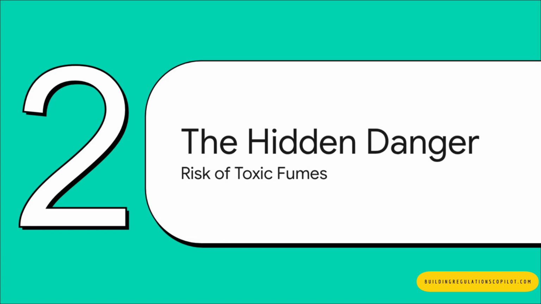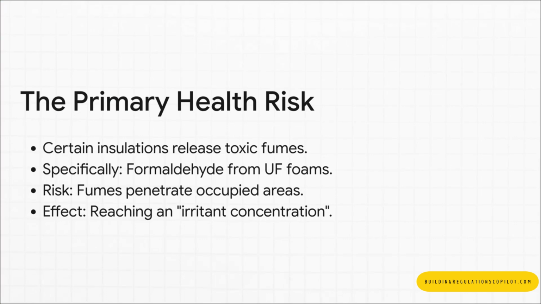Okay, so with that background, let's get to the real heart of Document D. Why does cavity wall insulation need its own specific guidance on toxic substances? Well, it all comes down to a very specific and kind of hidden danger. The main villain here is something called formaldehyde fumes. You see, certain types of insulation, specifically urea formaldehyde foams or UF foams, can release these fumes over time. The real danger is that these invisible fumes can actually seep through the inner wall and build up inside your living room, your bedroom, the places you live and breathe. If they reach what's called an irritant concentration, they can seriously harm your health.